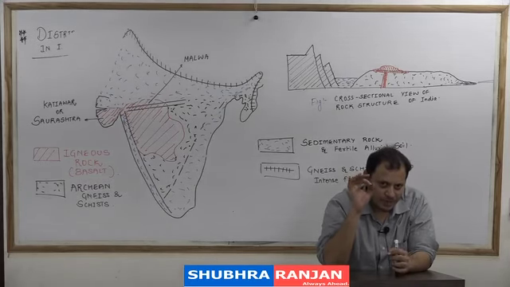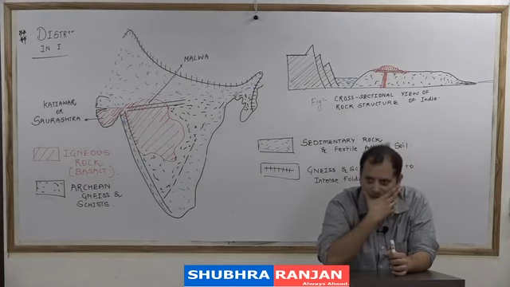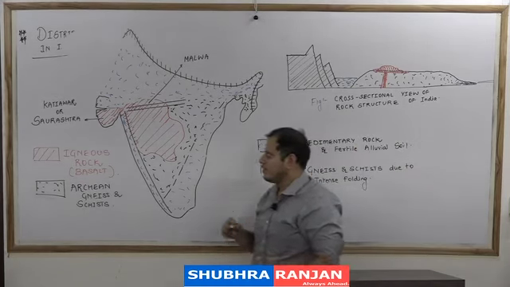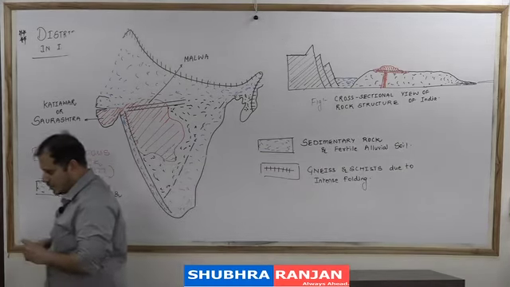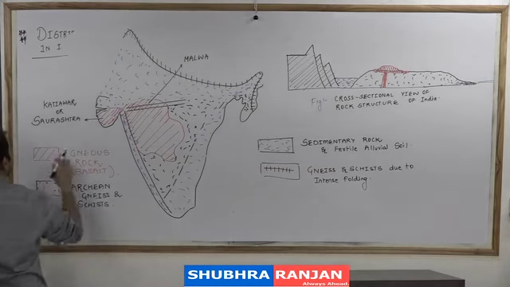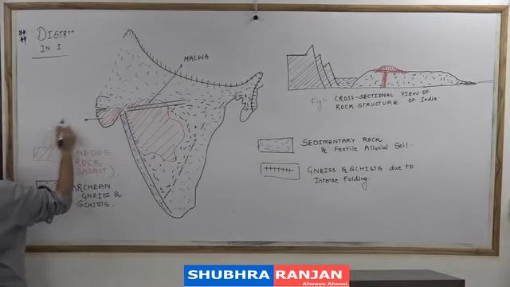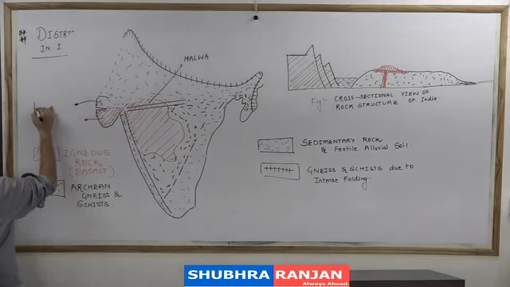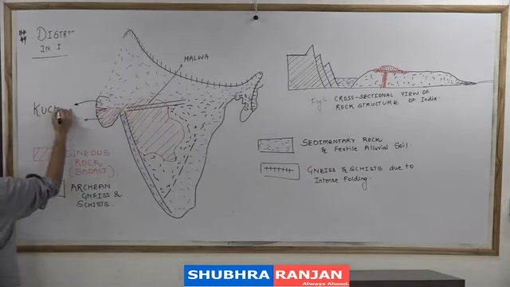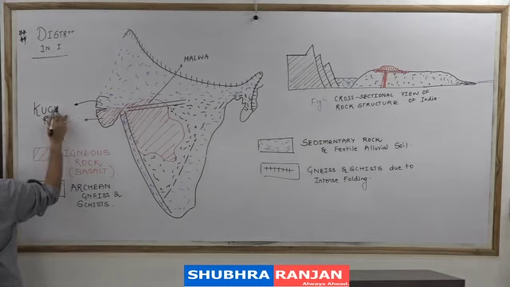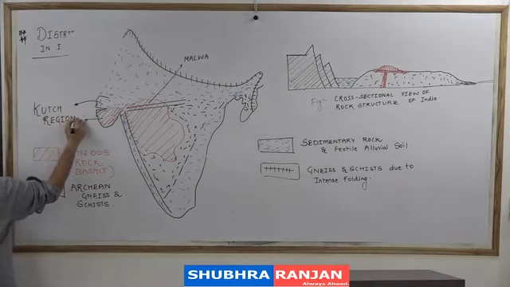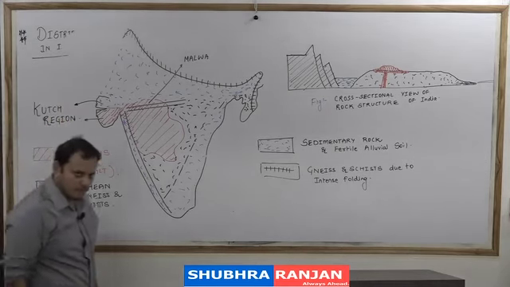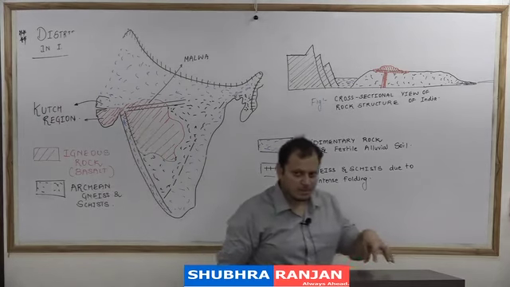The older tributaries of Indus filled up a narrow, shallow sea to form the Kutch region.